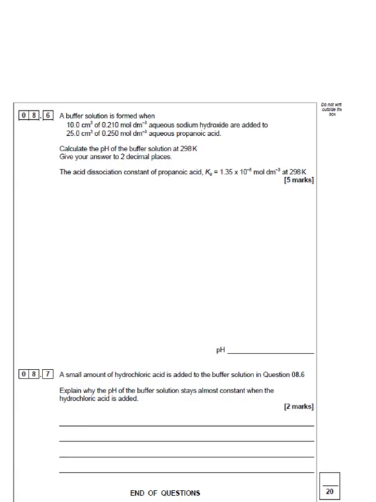Okay, let's have a look at how to do this buffer calculation. First thing we could do is remind ourselves of the equation we need to use to work out the hydrogen ion concentration. I'll write that at the top now.